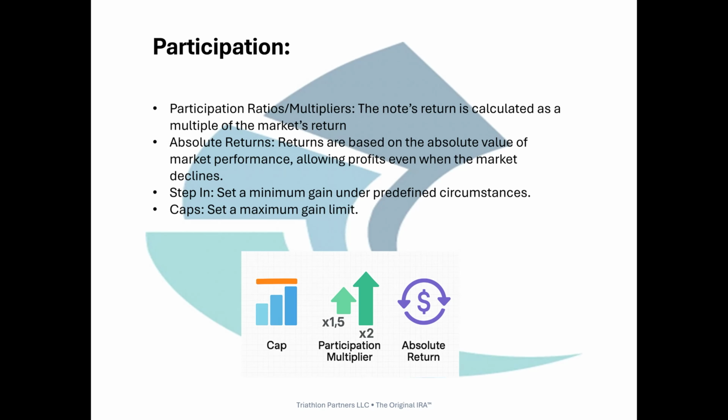The note's return is calculated as a multiple of the market's return. We have an absolute return, which we explained: if the market is negative, you can get a positive return based on the market performance. The step-in has a minimum gain under predefined circumstances, usually if the underlying asset is positive at maturity, you get that stepped-in rate. And we have caps, where there's a maximum amount that you can earn. And I have another graph.